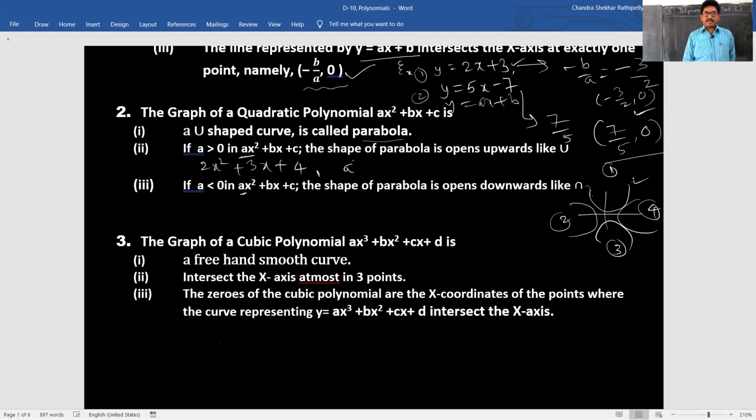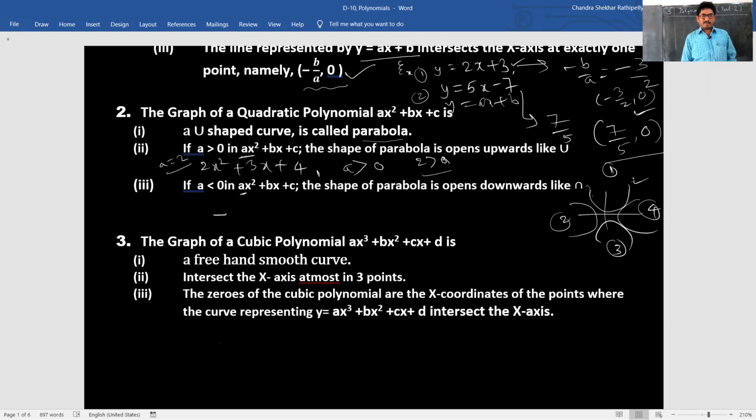So in this, a is greater than 0. While comparing with ax square plus bx plus c, this a is equal to 2. Upwards, 1, sir. Yes, very good. So 2 is greater than 0. That's why it is upward. So without drawing on graph paper, we can identify. This is a multiple choice paper, so no need of drawing anything. Without doing any work, we can say which is correct and which is not. So the first one is correct.